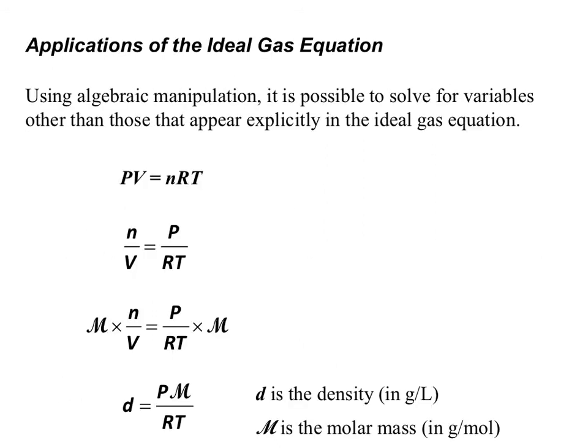Using algebraic manipulation, it is possible to solve for variables other than those that appear explicitly in the ideal gas equation. So what we mean by that is if we start with PV equals nRT, we can rearrange it to be n over V equals P over RT. If we go on to multiply both sides of the equation with molar mass, we will end up with density on the left-hand side and pressure times molar mass over RT on the right-hand side. This is pretty nifty because now we can calculate the density of a gas from pressure, temperature, and molar mass.